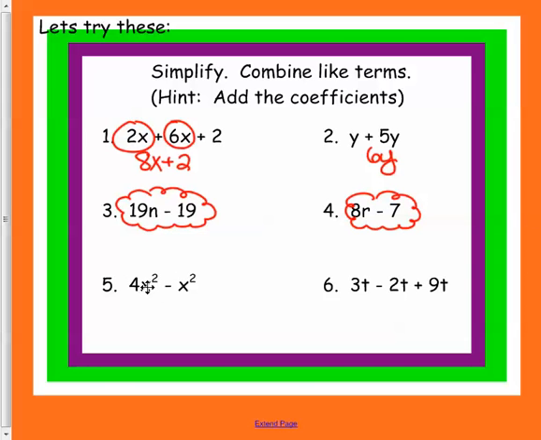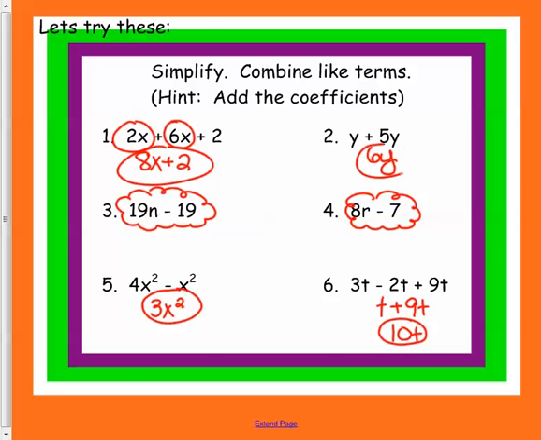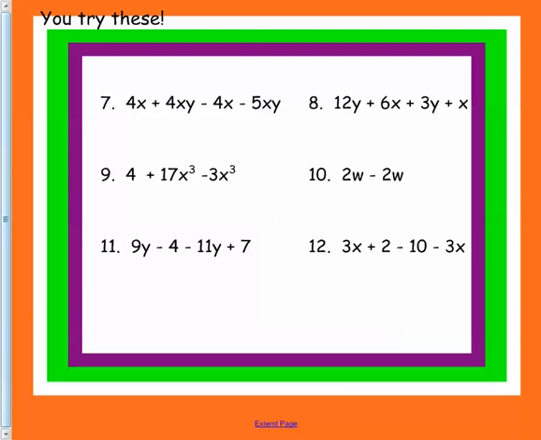But here I have 4x squared, and I'm taking away 1x squared. So I have 3x squared. Over here I have 3t minus 2t, which I'm just left with 1t, plus 9t, which gives me 10t. Okay, so make sure you circle your answers because those are your final ones. You try these ones for me, and I'll be back in just a second to show you what I did.